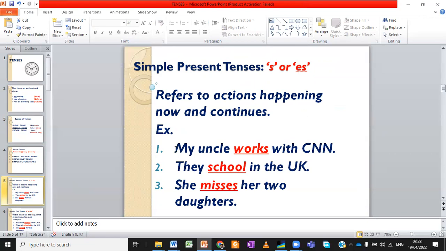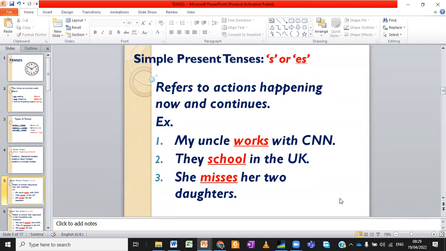Now, look at this sentence. I want you to analyze it for me. My uncle works with CNN. Can you analyze that for me? My uncle is working right now for CNN, and is still working. You don't know when it will stop, right? Yes. The school in the UK.